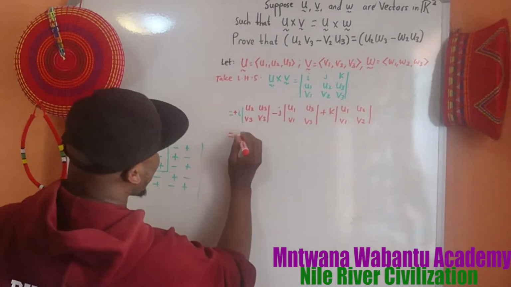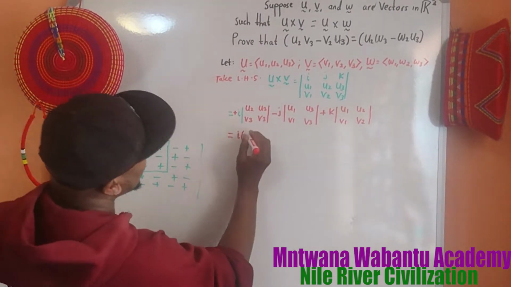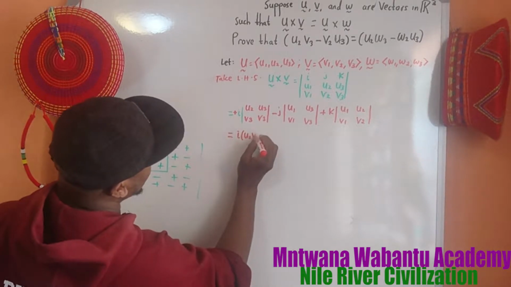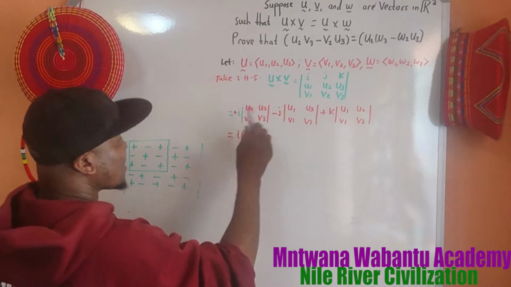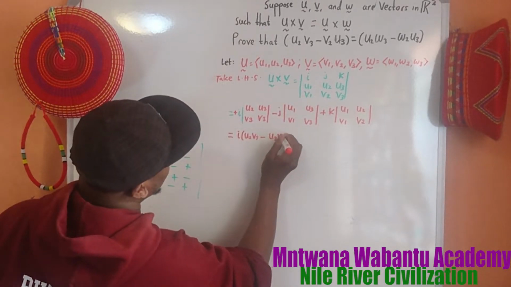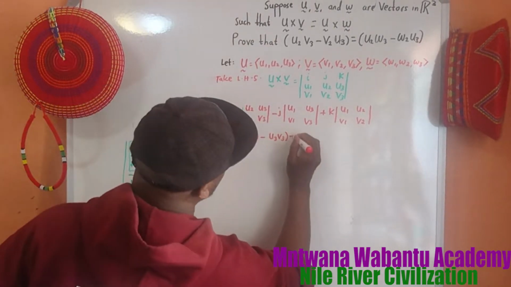So we're going to say this is I. Now U2 times V3 is going to be U2 V3. Now we're going to say minus U3 V3, because you multiply and then minus this side. So it's okay, minus J.